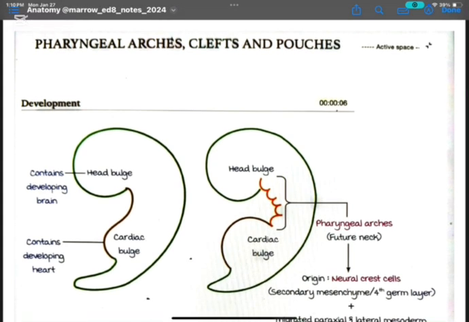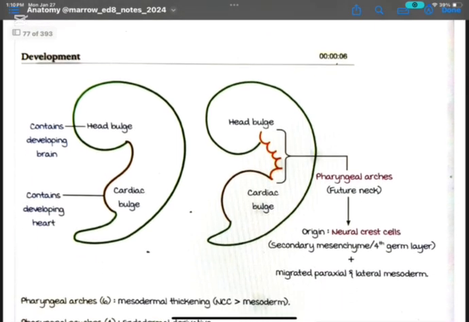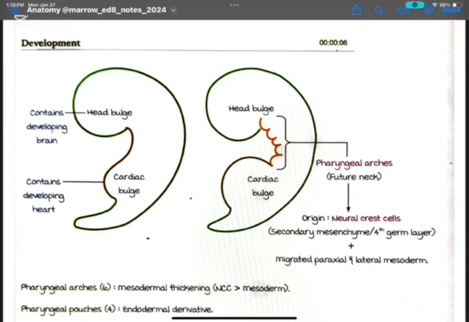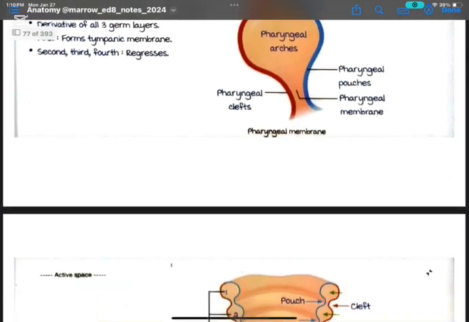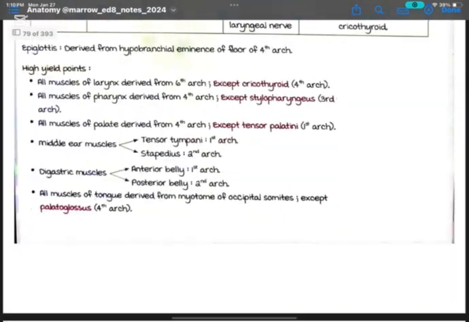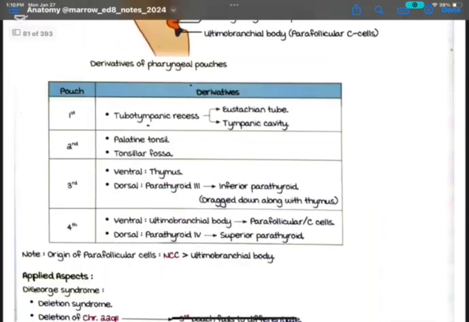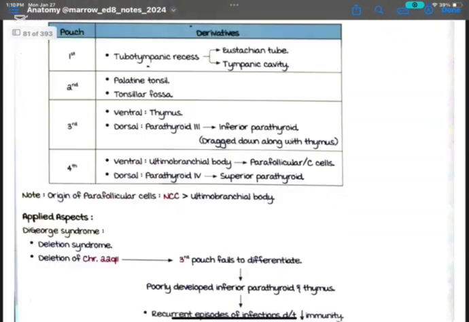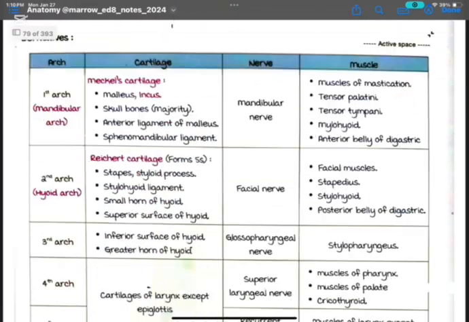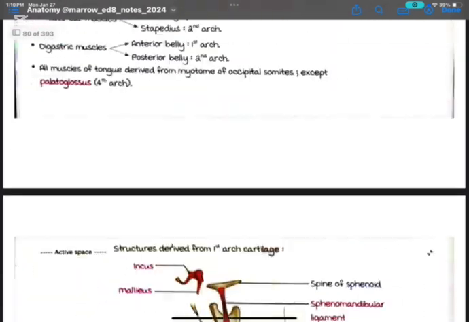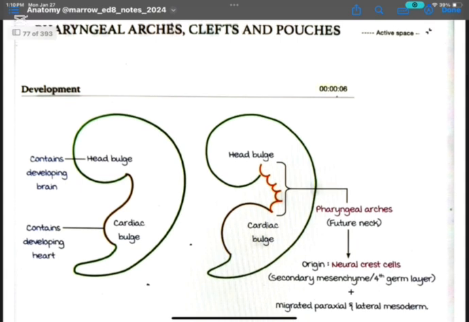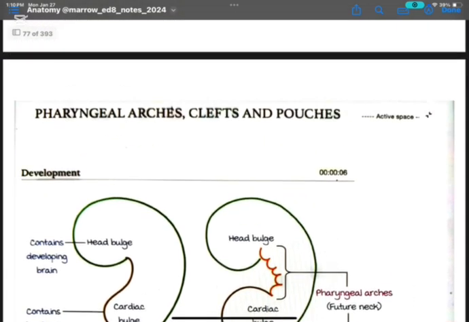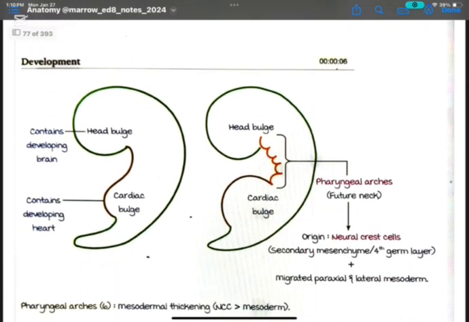We will read this lecture, pharyngeal arches, clefts and pouches, and then solve the MCQs. So it is 1, 2, 3, 4, 5, 6. Only 6 pages, and most of them are diagrams. So let's do it. Pharyngeal arches, clefts and pouches.